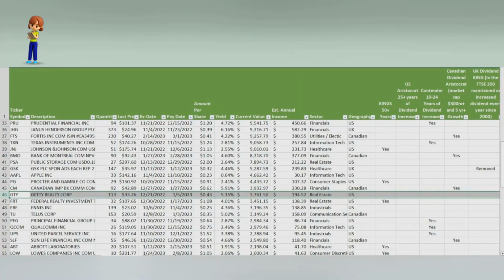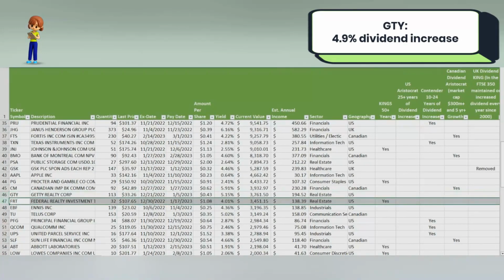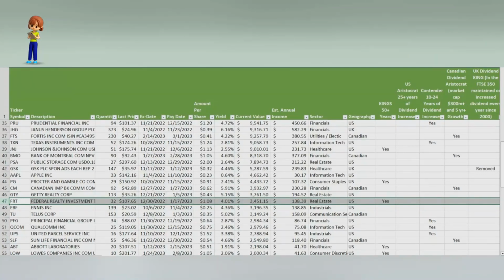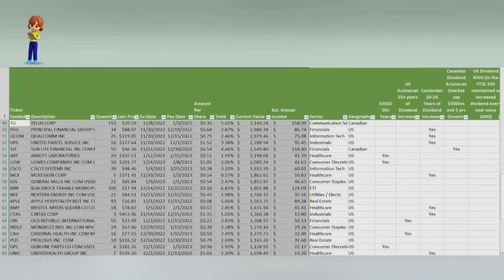And here's another REIT that gave me an early Christmas gift with a dividend increase of 4.9% from Getty. Next, we have FRT, a rare REIT dividend king, generating $138 a year, followed by EBF, also generating $138 a year. And now you're seeing some of the long tail positions that I have, some of which are new growth, some of which are new REITs, and some are a little bit experimental.